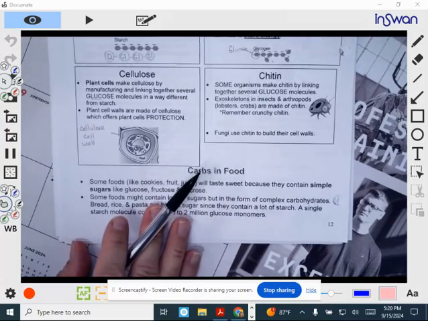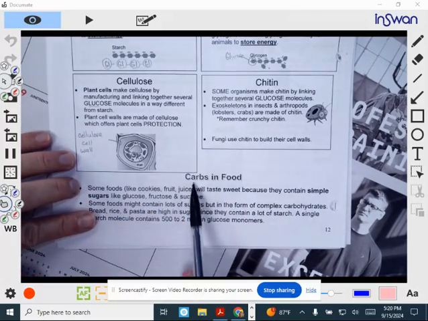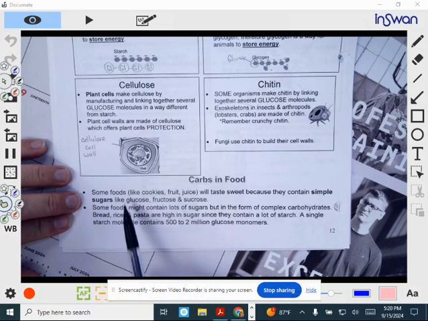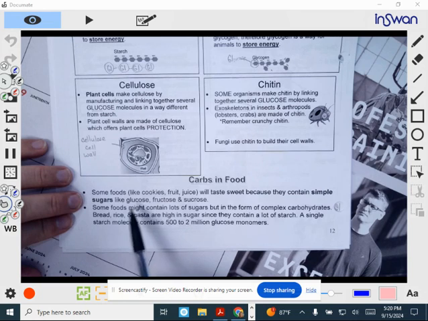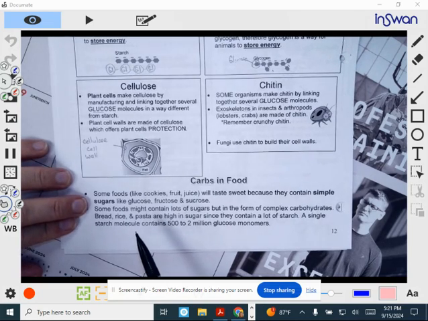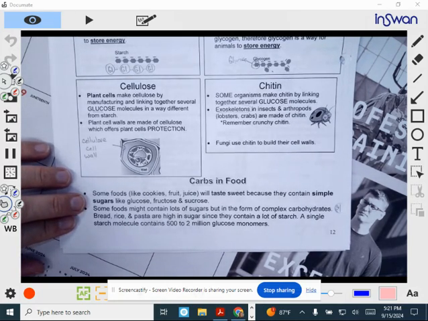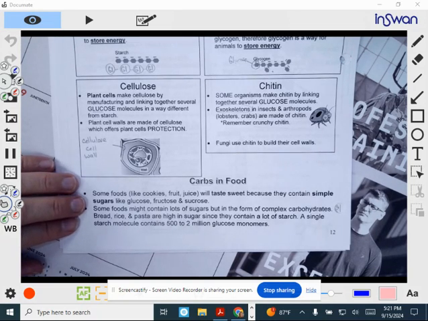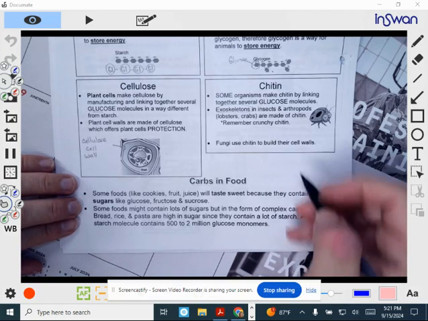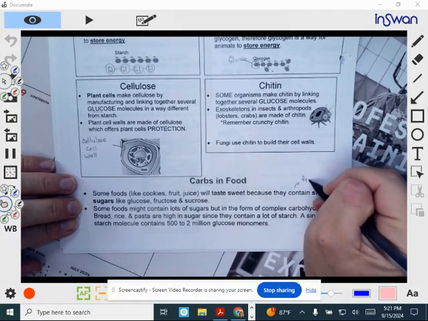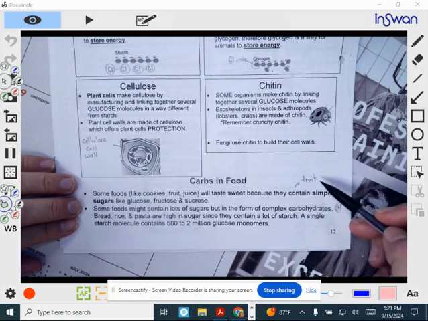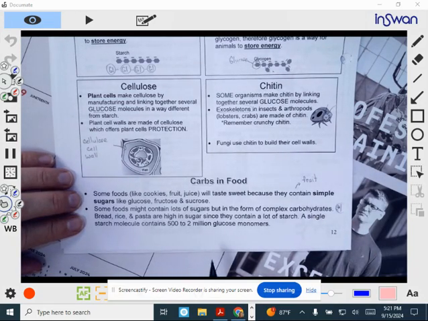Okay. Last thing we're going to take a look at here is, again, carbs in food. And if you are eating simple sugars like glucose, fructose, sucrose, then those foods are going to taste sweet. Now, we want to make sure that we limit the amount of simple sugars. If we are going to eat sweet stuff, we want to try to make sure that we're eating something that has additional nutrients in it. So the best types of carbs that we would want to eat that have simple sugars would be like fruit, because it has other vitamins and minerals in it that you can use.